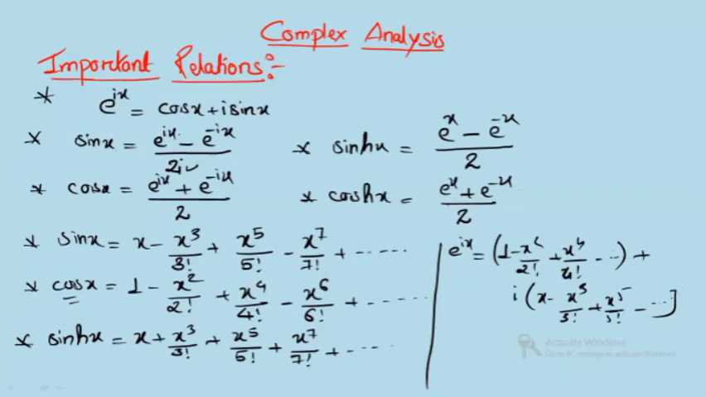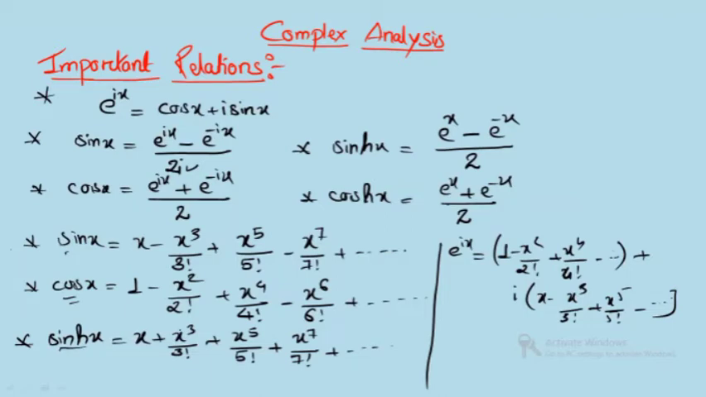Second is sin x in terms of exponential. We have written e to the power iota x minus e to the power minus iota x, by 2 iota. Cos x can be written as e to the power ix plus e to the power minus ix, by 2. Hyperbolic functions can also be written, where the iota will not be there. You can write sin x and cos x in expansion form as x minus x cube by factorial 3. In sin x you have only odd terms. In cos x you have even terms, and it is starting with 1, while here it is starting with x.